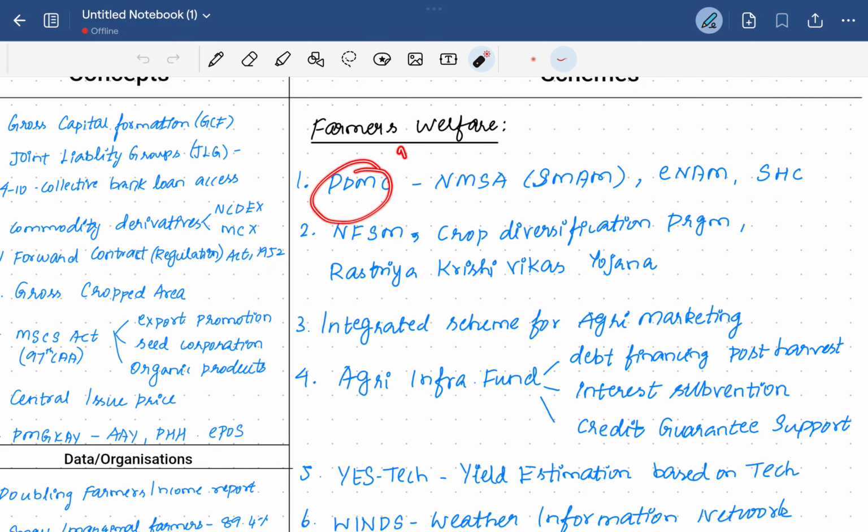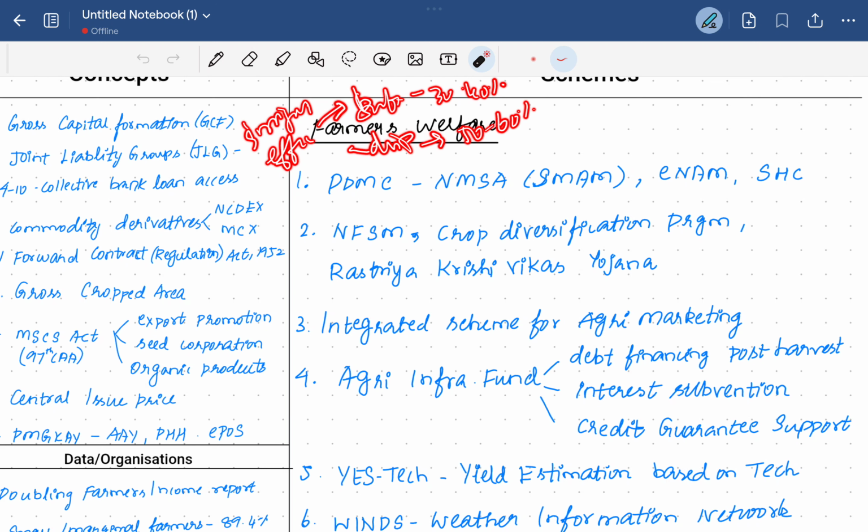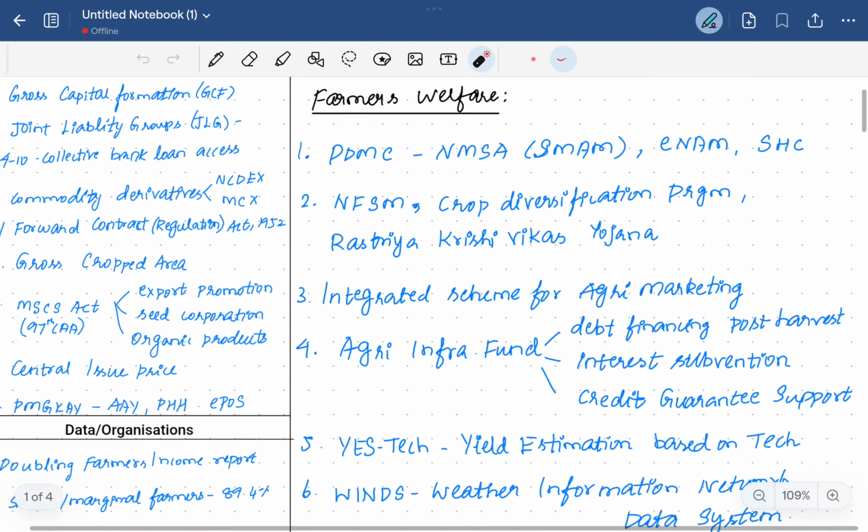Then Per Drop More Crop is nothing but providing drip irrigation facility, instead of doing surface irrigation, which we have seen in the last chapter regarding irrigation efficiency. In irrigation efficiency, surface irrigation has around 30 to 40% efficiency, but drip irrigation has around 50 to 60% efficiency, which is highly significant. So the government is promoting the Per Drop More Crop scheme for drip irrigation and sprinkler irrigation, which reduces water loss and also increases efficiency.